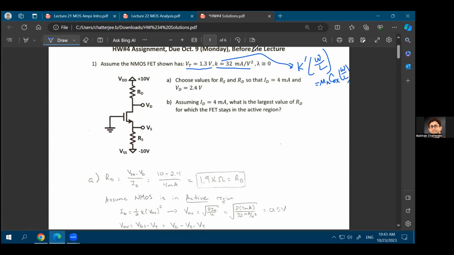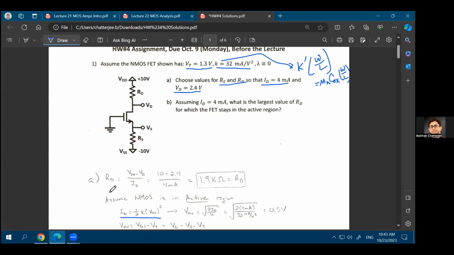So your equation for saturation will be as simple as the drain current equal to K over 2 times V overdrive squared. Okay, so ID equal to K over 2 times V overdrive squared. That would be your equation when in saturation. Now, the first question asks to choose values of RS and RD so that the drain current is 4 milliampere as well as the drain voltage is equal to 2.4 volts.